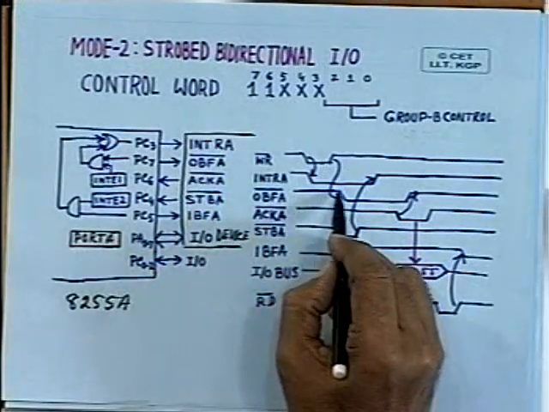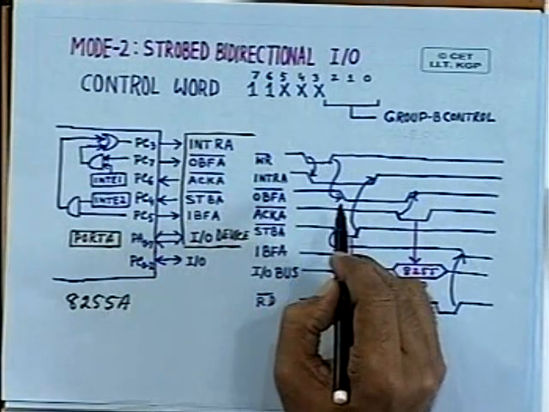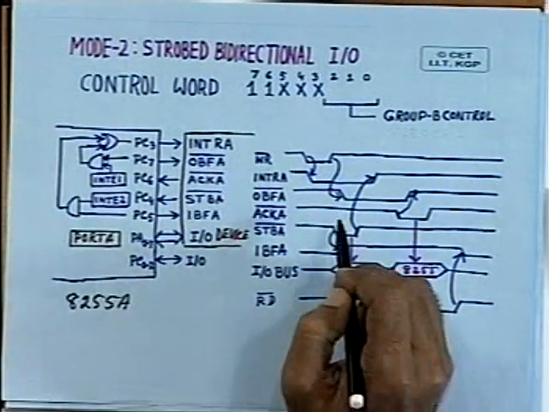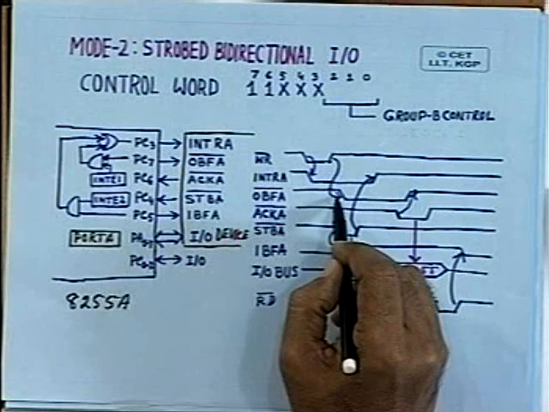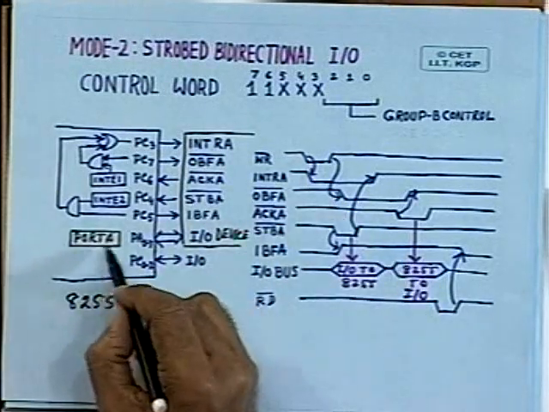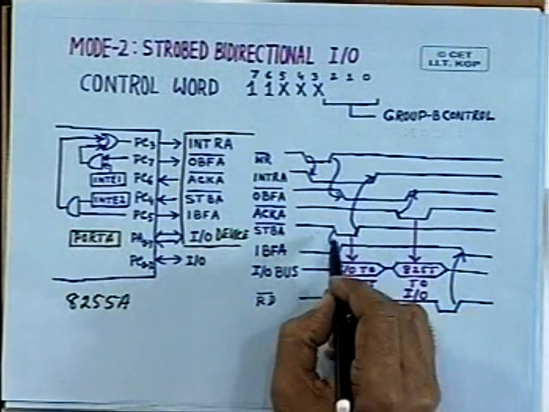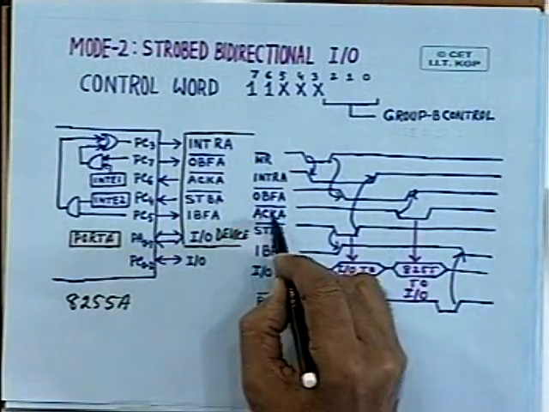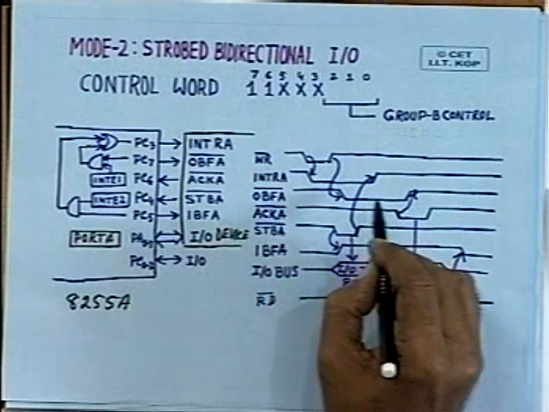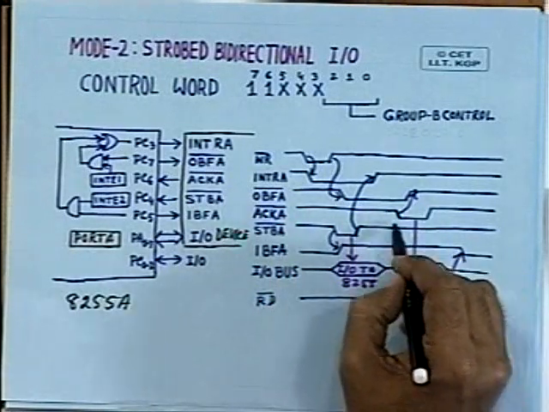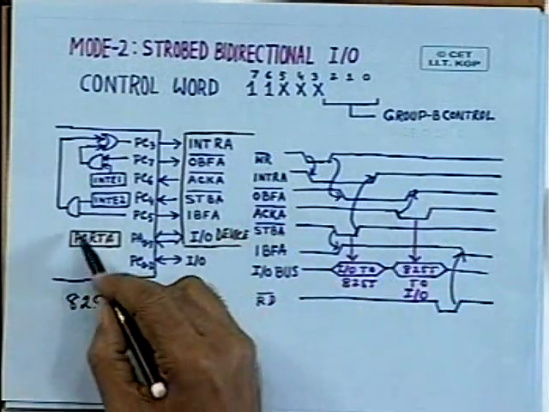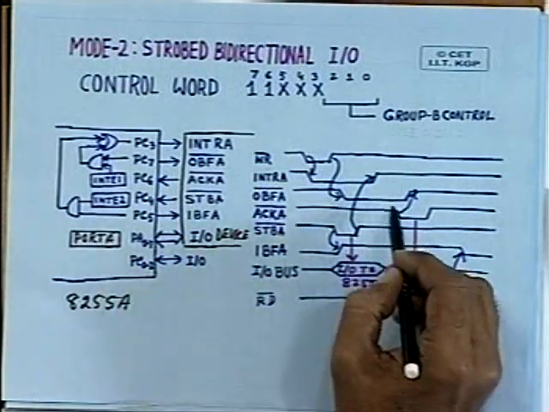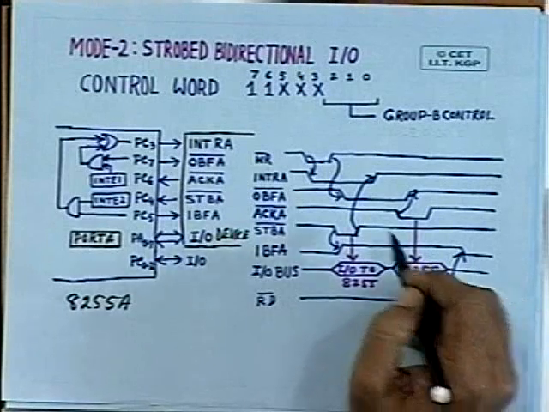However, the I/O device may take some time to get ready, and it may be a slow device. So whenever it is ready to accept the data which has been loaded into port A, it will generate this acknowledgement signal, ACK A. That means by this signal, it informs the 8255 that the data which is available in port A is being read by the I/O device.